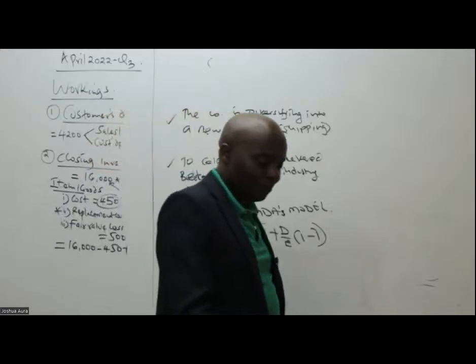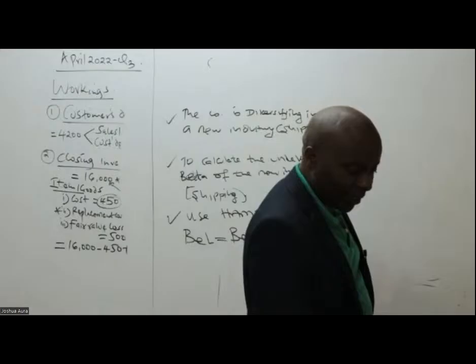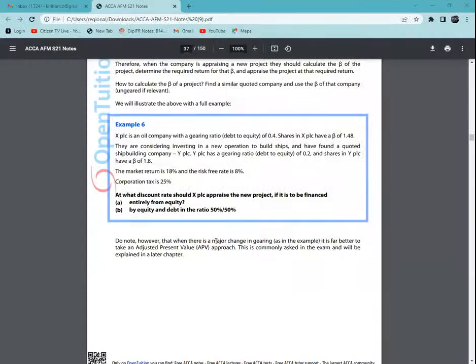Now come here. Slowly. These are the things you might think you know, but not knowing them will trouble you a lot. Now, XPLC is an oil company with a gearing ratio, debt to equity, of 0.4. Shares of this XPLC have a beta of 1.48. So the beta of this company here, 1.48, is irrelevant.